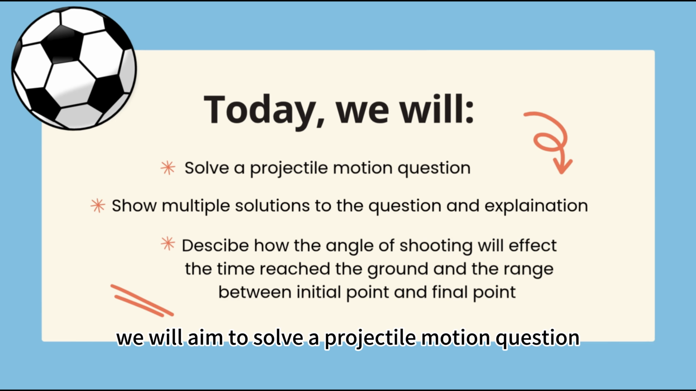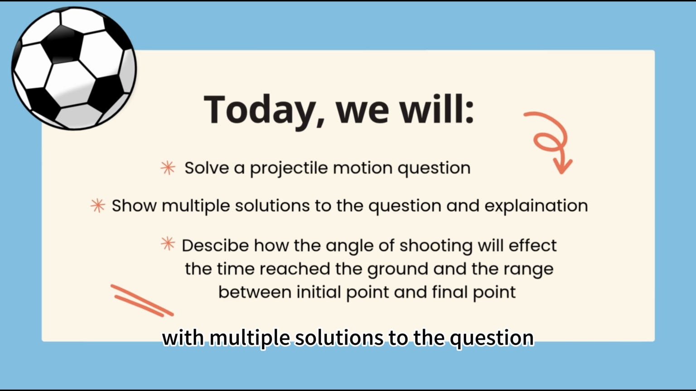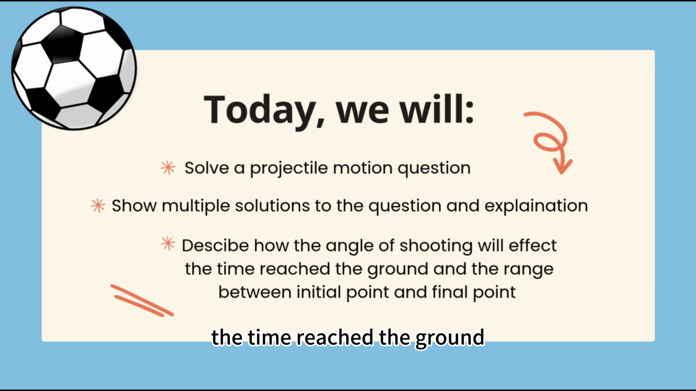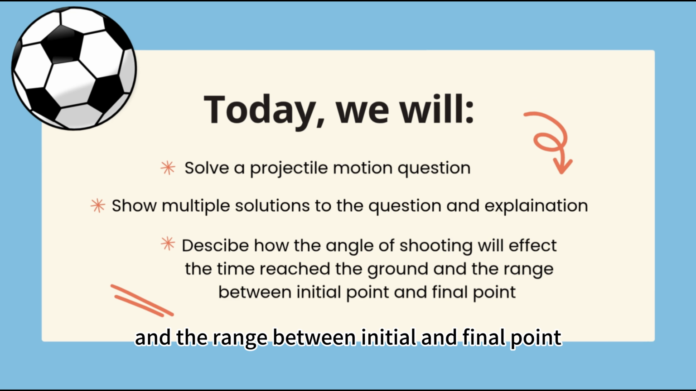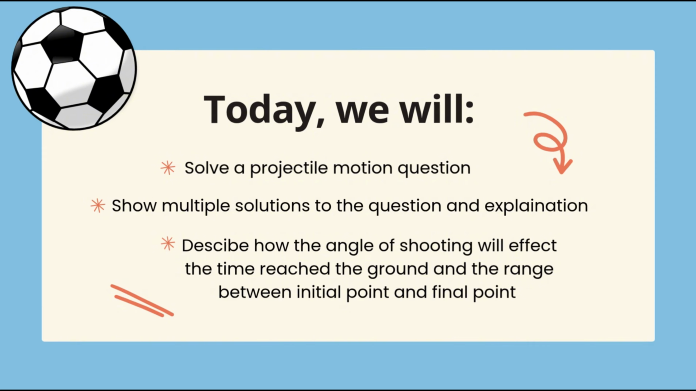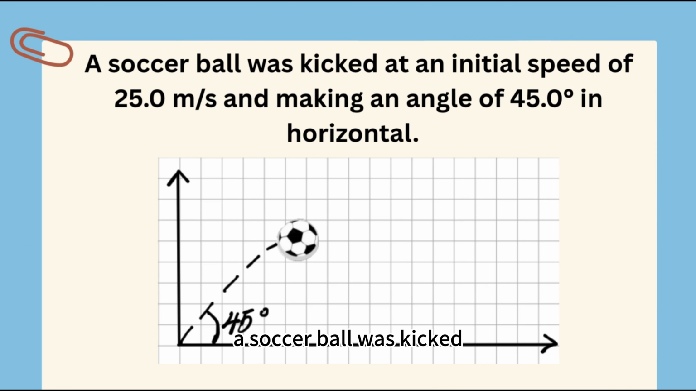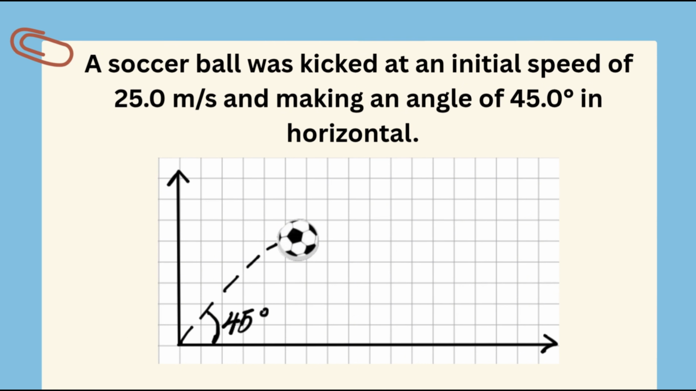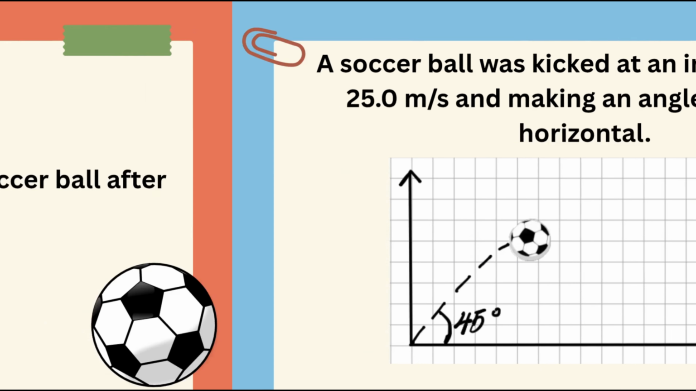In this video, we will aim to solve a projectile motion question with multiple solutions, with explanations, and describe how the angle of shooting will affect the time taken to reach the ground and the range between the initial and final point. The main question is: a soccer ball was kicked at an initial speed of 25 meters per second, making an angle of 45 degrees to the horizontal. The diagram is shown below.